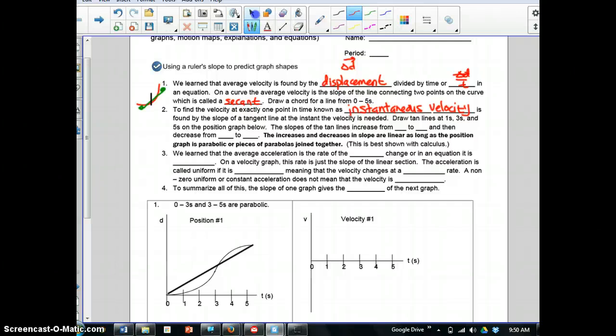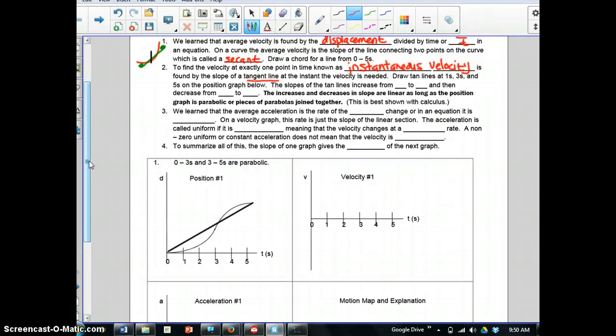Raise your hand if you know what a tangent line is. People in calculus, right now, you should definitely know what a tangent line is. So this is the key idea here, that the instantaneous velocity is the slope of the tangent line at any instant. A tangent line is a straight line that touches the curve at only 1 point. Write that down if you don't know that. It touches the curve at 1 point.